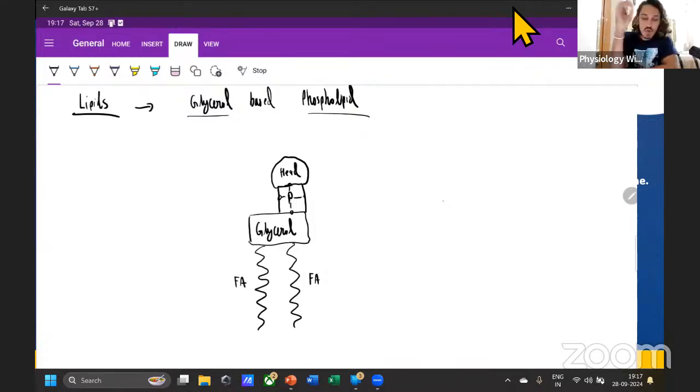Now this head group can vary. There are different types of head groups. It can be an ethanolamine.